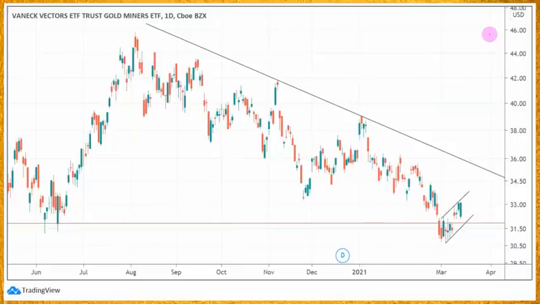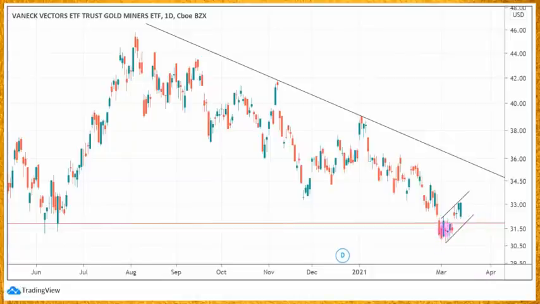Okay, let's move on to the GDX on the daily scale. And we've been in this long downtrend. It's lasted months and months and months. It's been grinding and painful. But again, I think we're getting close to the end still. I know there are people that still think that it's going to drop down.